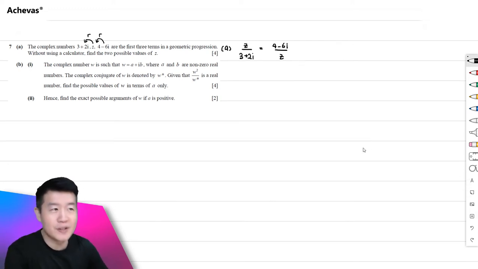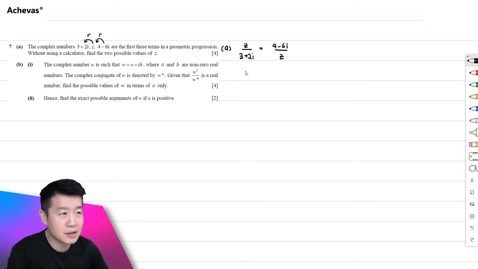Okay, let me do this 7A. So if my aim is to solve for the possible values for z, if I were to cross multiply, this is going to be z squared. This will be equal to 3 plus 2i multiplied by 4 minus 6i.